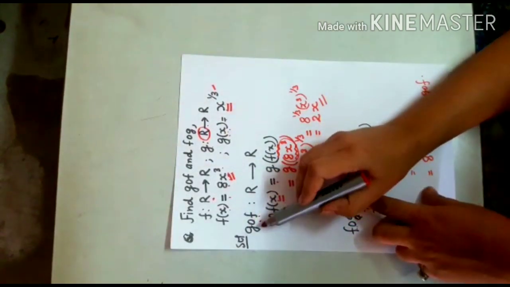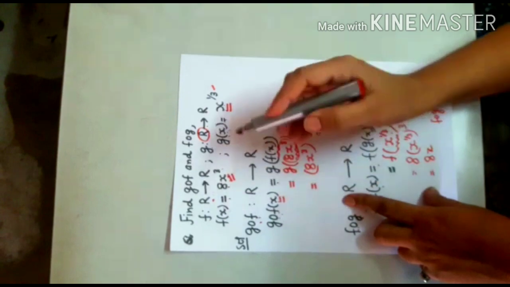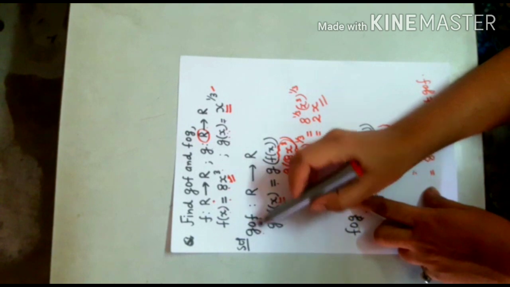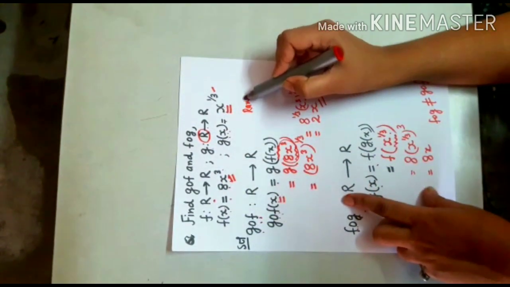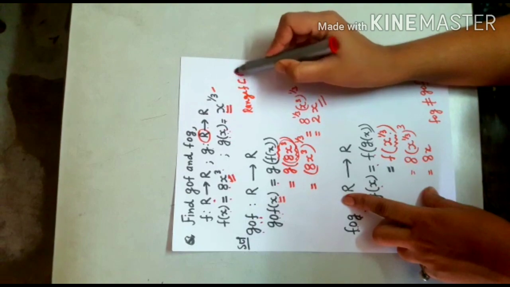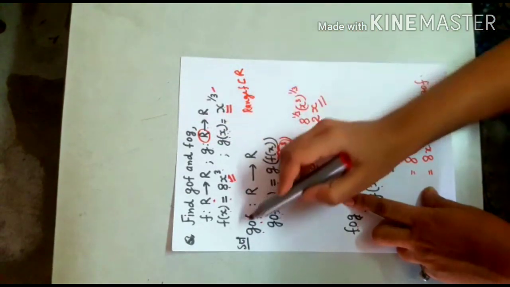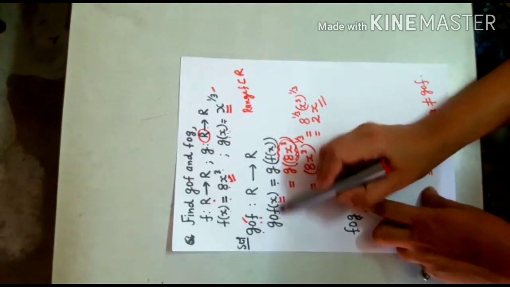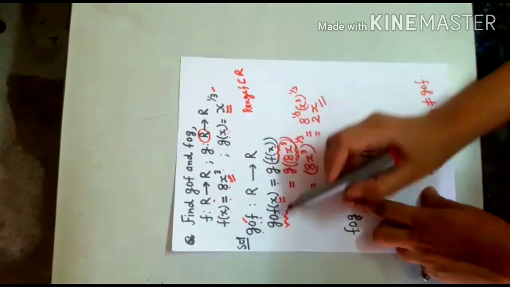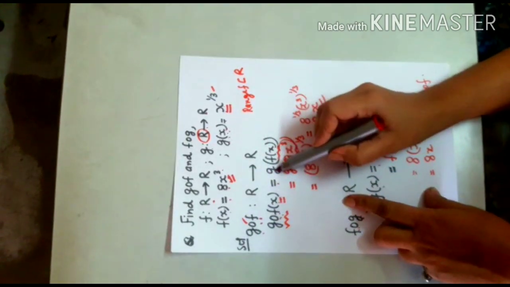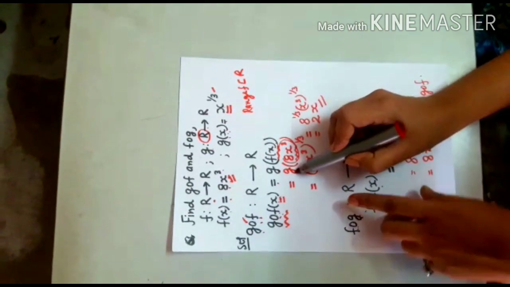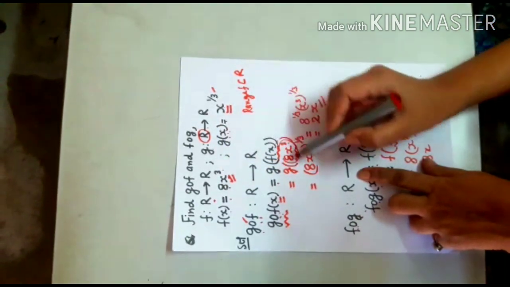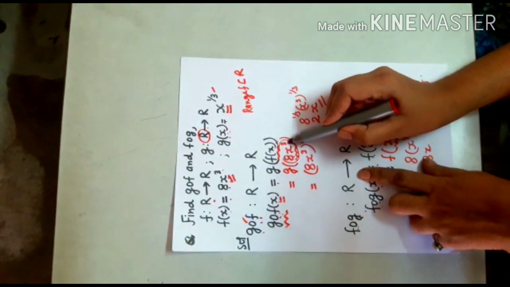Now first we will see whether the GOF function exists or not. The range of f should be a subset of the domain of g. Yes, clearly the range of f will be a subset of R, the domain of g. So this function exists and it will be from R to R. Now the image of x under the function GOF will be g(f(x)). Now f(x) is 8 times cube of x. So it is g of 8 times x cube.